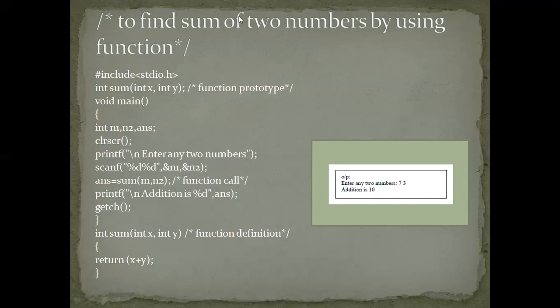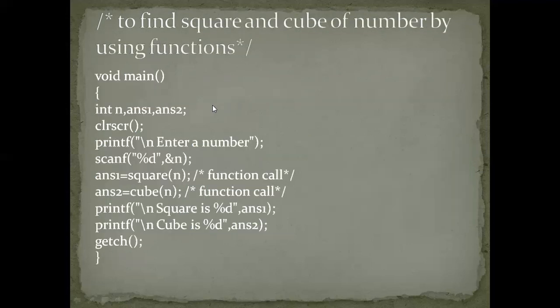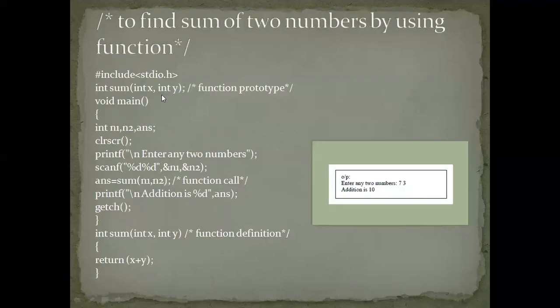Okay, listen. So here this is a header file, and what is this? This is function prototype. Okay, this is function prototype. Function prototype is defined before the main function. We can call it a global declaration. Okay, so here execution of the main function starts from the main.